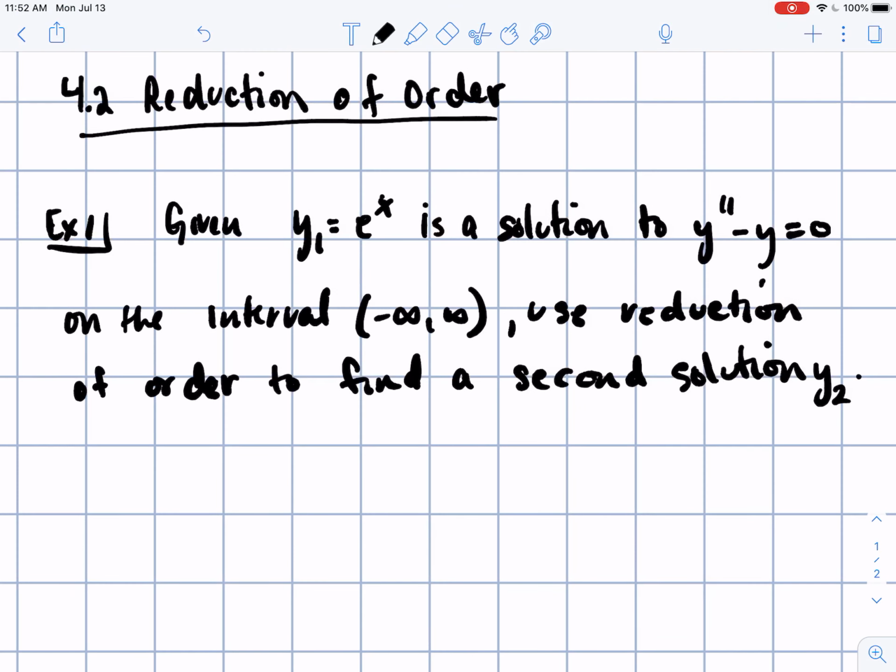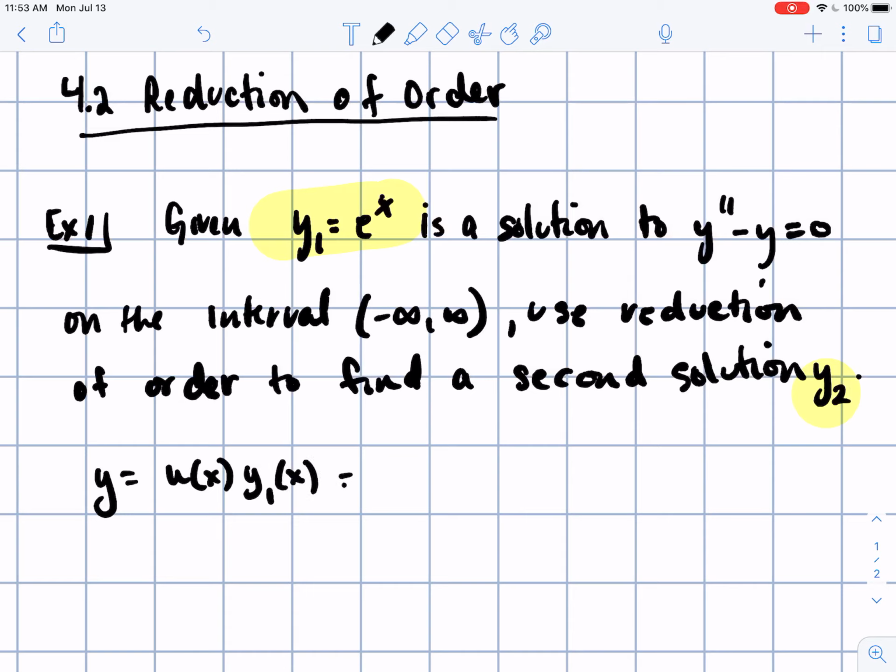Okay guys, so this is 4.2, reduction of order. The idea in this section is you will be given one solution to a differential, and you're looking to find the second solution, and then eventually we could write a general solution to this differential. So the way this works is almost like you're using substitution, where you make y equal to some function u of x times y1, that first function that we got.